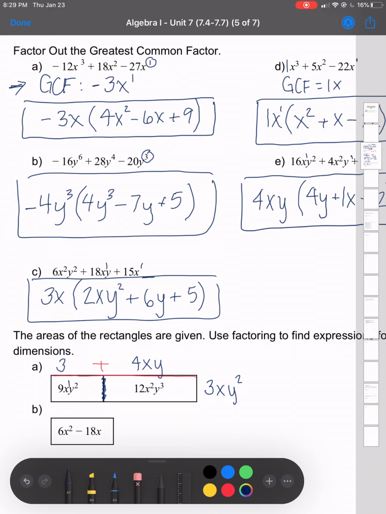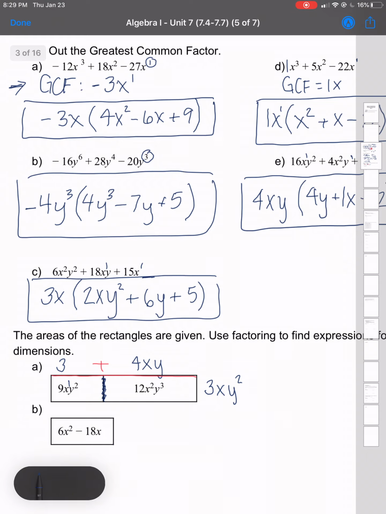And then lastly, if we want to find the length and the width of our area of 6x squared minus 18x, our GCF is going to be our width again, so I'm going to find this part first. 6x squared minus 18x, those are each divisible by 6, and our lowest exponent is a 1. So our GCF is 6x. Then divide. 6x squared divided by 6x is x, minus, and 18 divided by 6 is 3. And those x's will cancel.